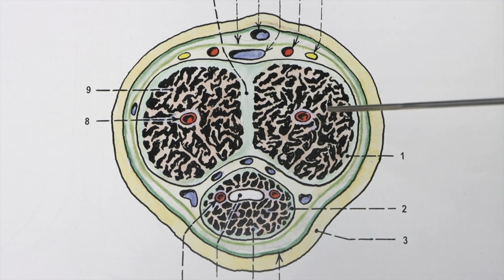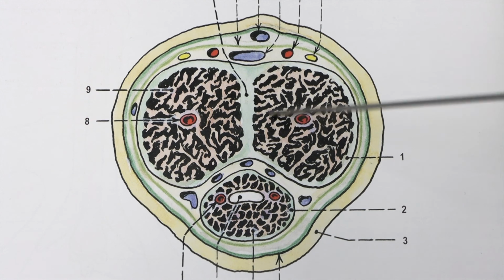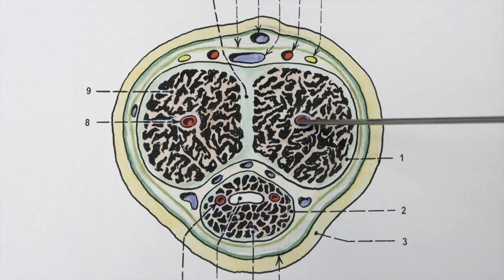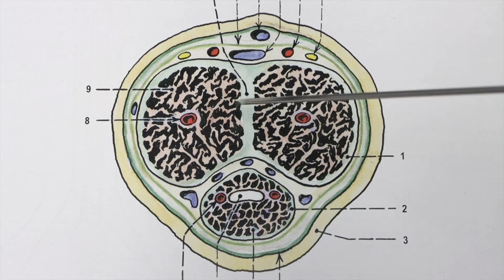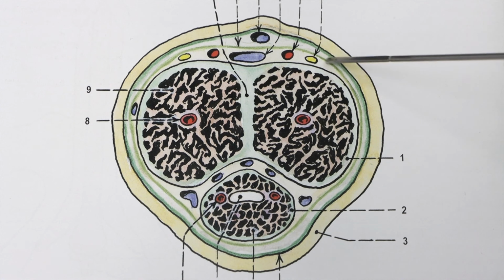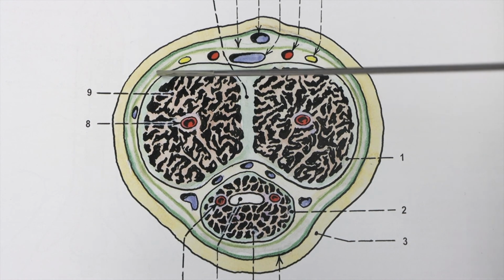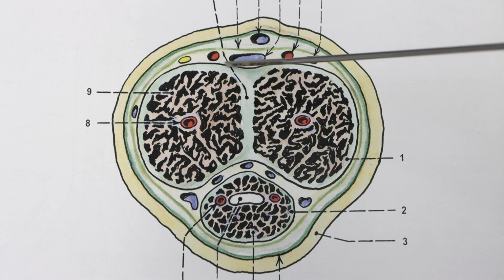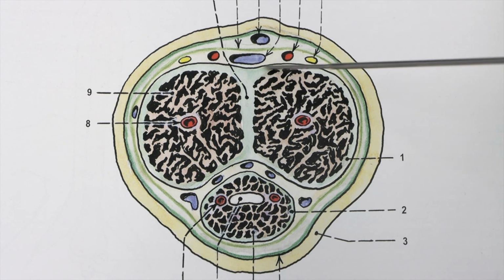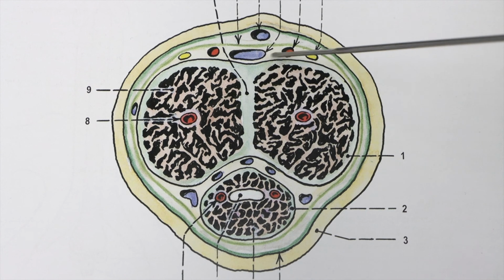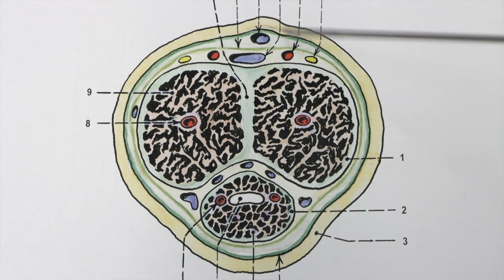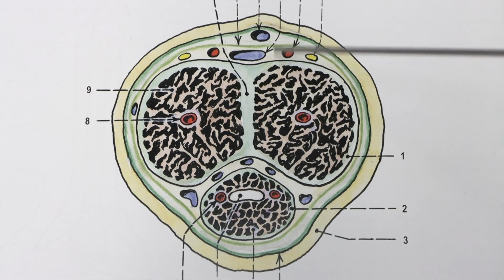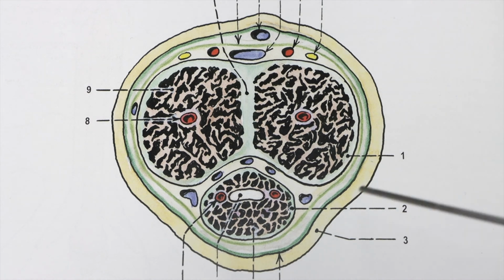Inside of these corpora cavernosa, as we already said about the structure, is the deep artery of the penis. This is also seen. Between the deep fascia of the penis and the tunica albuginea, which is covering the corpora cavernosa, you can see the deep vein of the dorsum of the penis, the dorsal artery of the penis, and the dorsal nerves of the penis.